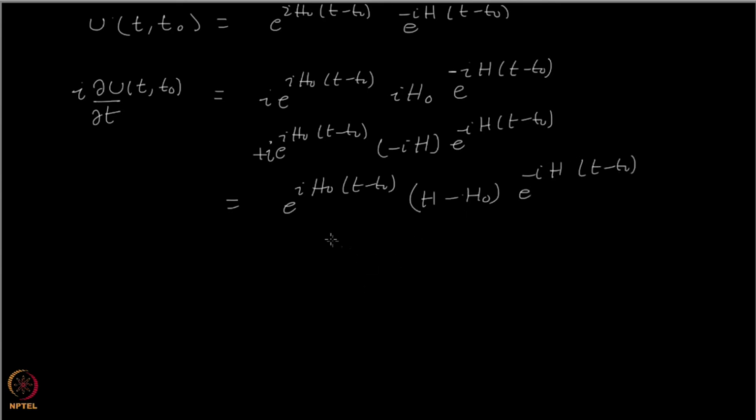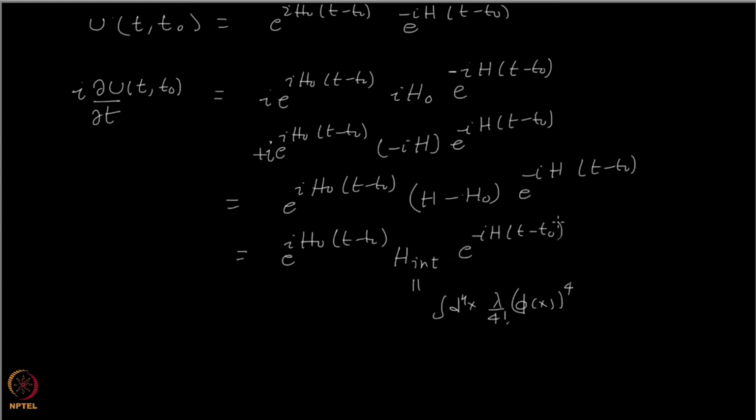Now this is getting very useful. You will see immediately why. So this is e to the iH(t minus t naught). This is the interaction part, right? This is actually the following: ∫d^3x λ/4! φ(x)^4, that's the difference of H and H naught, and you have this factor e to the minus iH(t minus t naught).